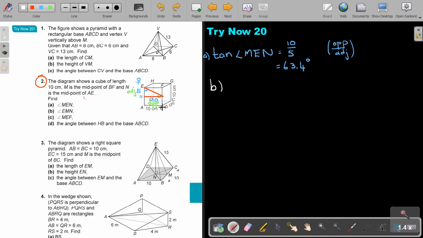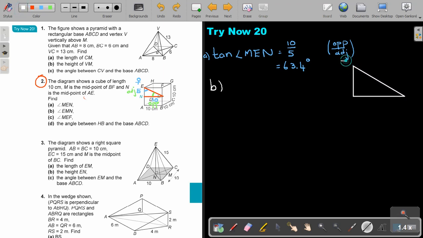Angle EMN. Oh, we're still in this triangle. So it's EMN. We're just looking now for this one. Now, this is what I wanted to see in the previous one. It's not necessary that you do it with SOHCAHTOA. You already have this one, but I want to redraw that triangle. It's necessary now. Otherwise, the sketch is too small and it becomes too clumsy.